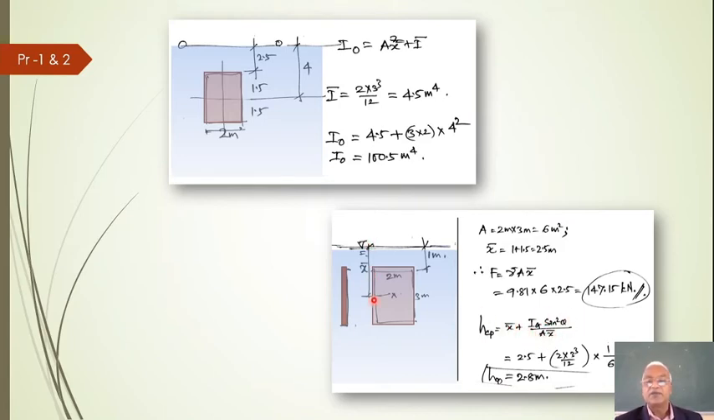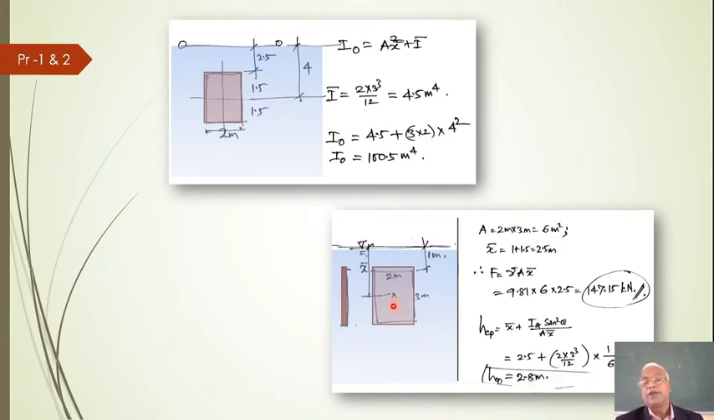X bar in this case we have worked out, it is 2.5 plus Ig, again Ig is 2 into 3 cube by 12, which is 4.5, multiplied by sin squared theta, which is 1 because it is sin 90, divided by sin theta, 1 squared is 1, and divided by A, which is area, into x bar, which is 2.5. Now if you simplify all this, you will be getting 2.8 meters.